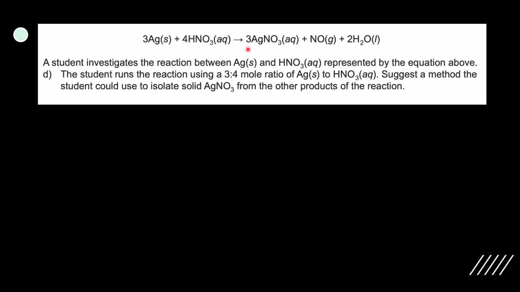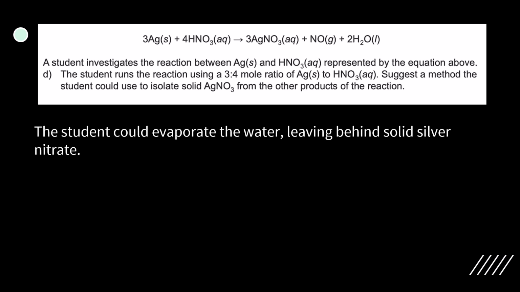So you have aqueous AgNO3, you have gaseous NO, and you have liquid water. But you want to isolate the solid AgNO3. Well, how do you isolate a solid if we have a gas and a liquid? Basically, the gas is going to be released anyways unless you have a closed container, so that is not an issue. So all you have to do is evaporate the water off, and you're going to leave behind the solid silver nitrate. So try not to overthink things. This is just a simple question of how you separate it out. You're just going to evaporate it.